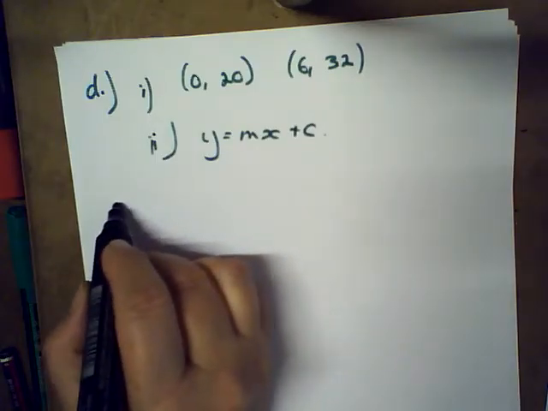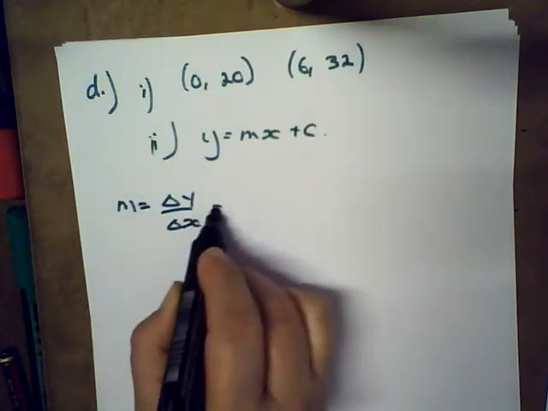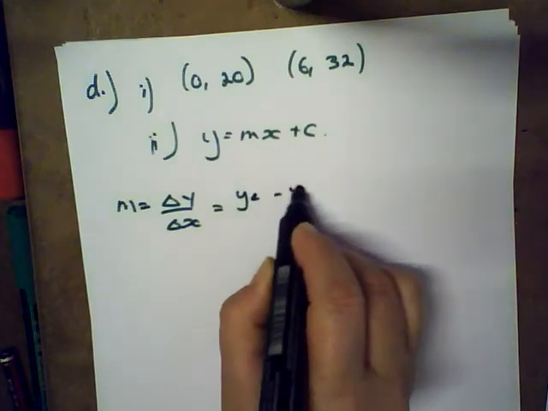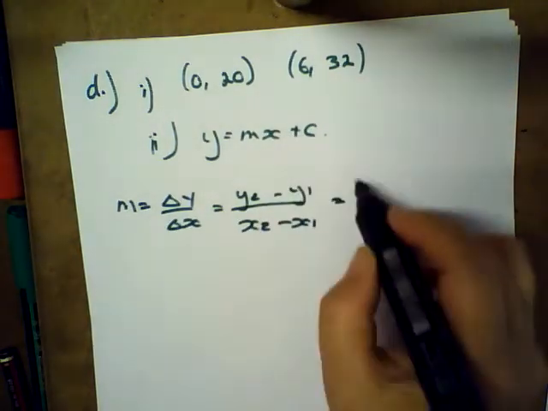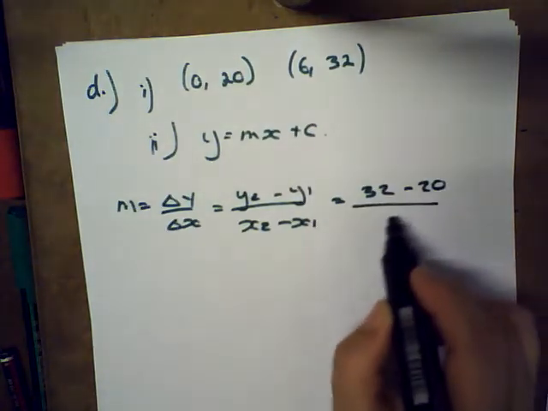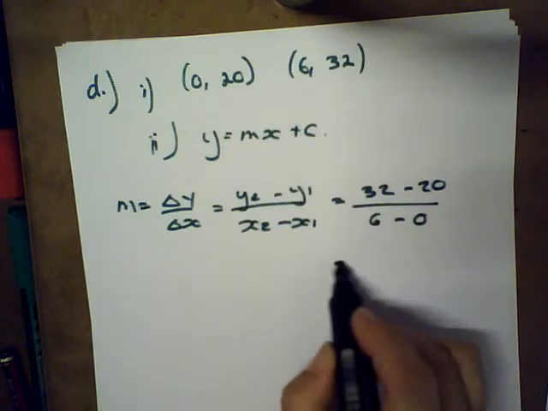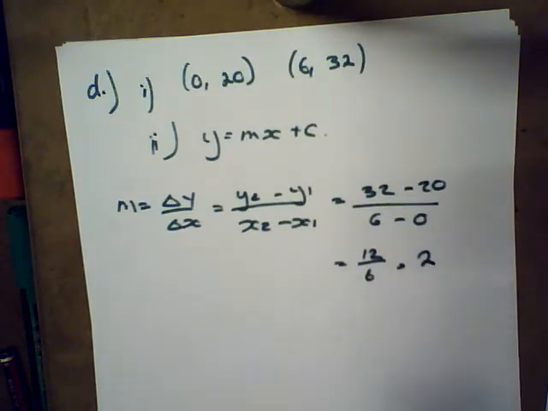So first of all, let's find m. M is delta y over delta x. It is y2 minus y1 over x2 minus x1. And we will have 32 minus 20 over 6 minus 0. That would give us 12 over 6. That will give us a gradient of 2.